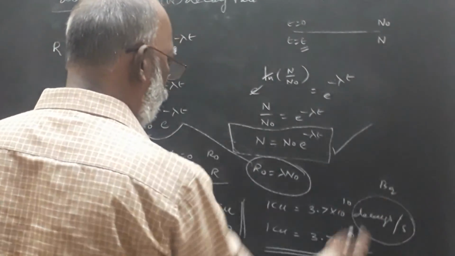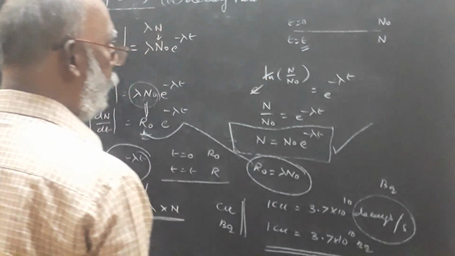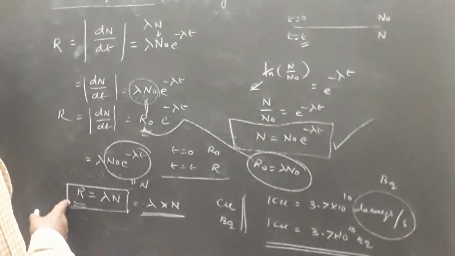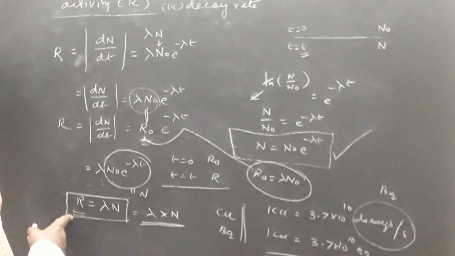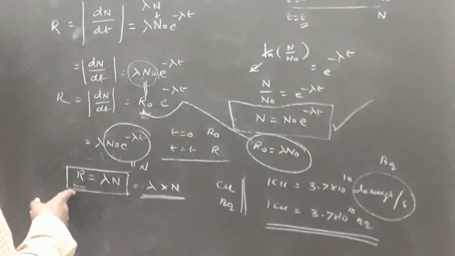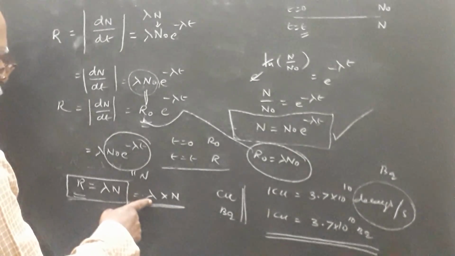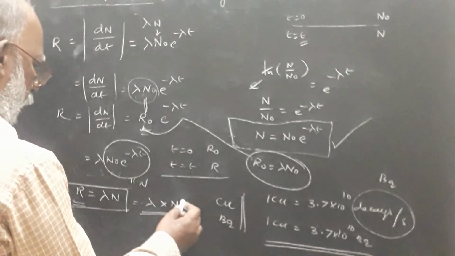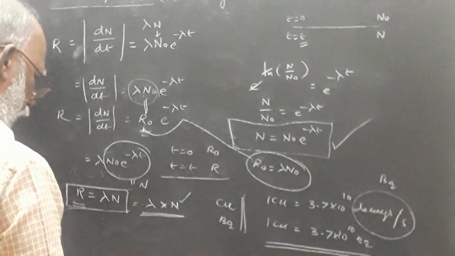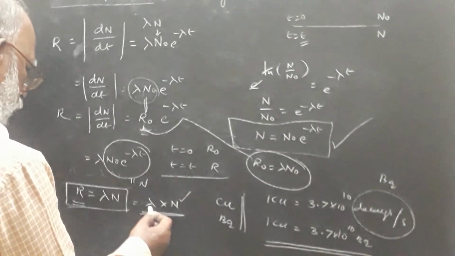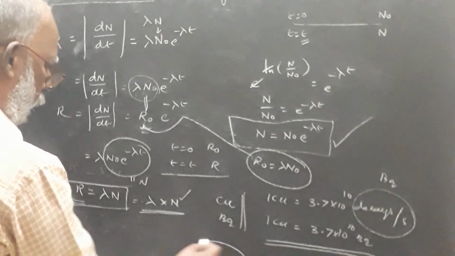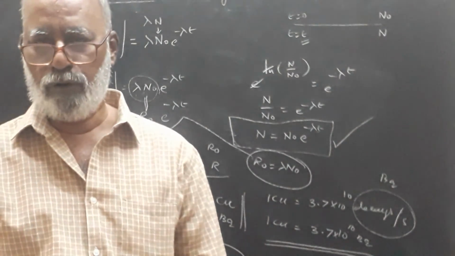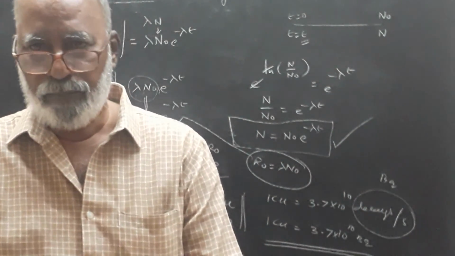This is the equation, the law of radioactivity, and this is the equation for activity or decay rate. Decay rate is the product of lambda, the decay constant, and N, the remaining undecayed nuclei. This is a very important 5 mark question for your annual examination. I hope you understand clearly.